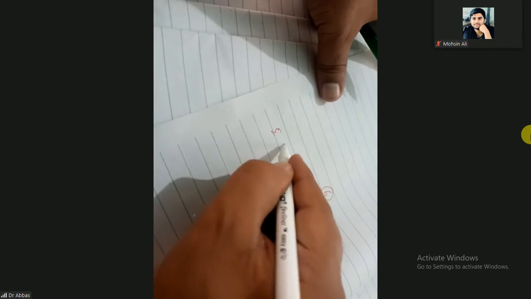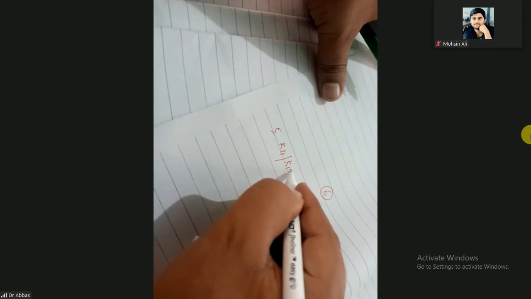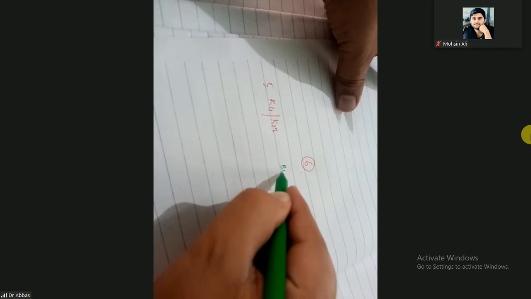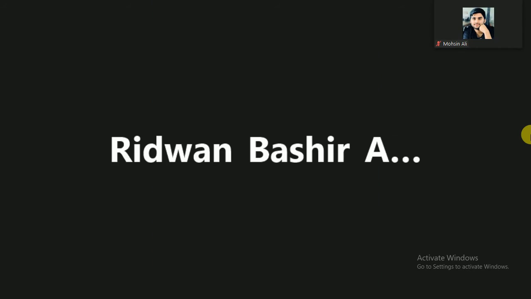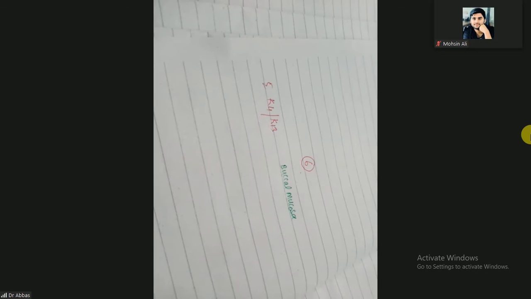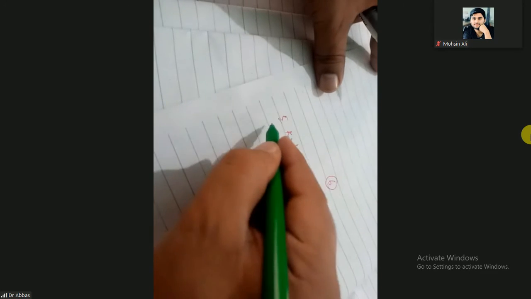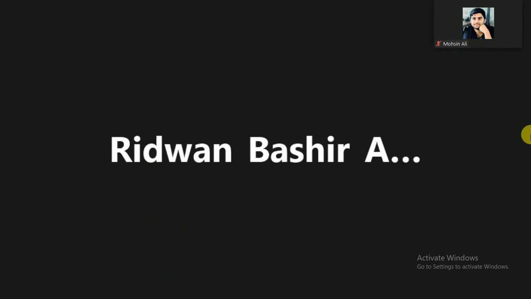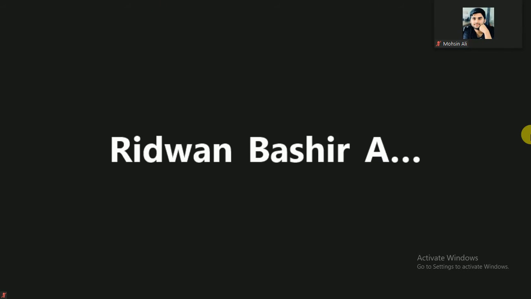Page number 6. Other keratin, the fifth one, is K4, K13. What is the site for K4 and K13? It is present in the buccal mucosa. Okay. And the sixth one is K6, K16. K6 and K16 are present in nails.